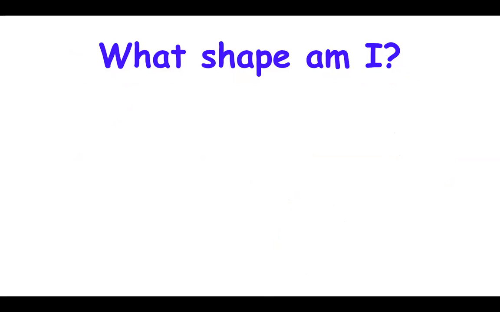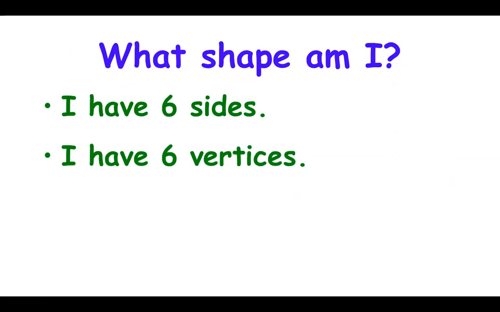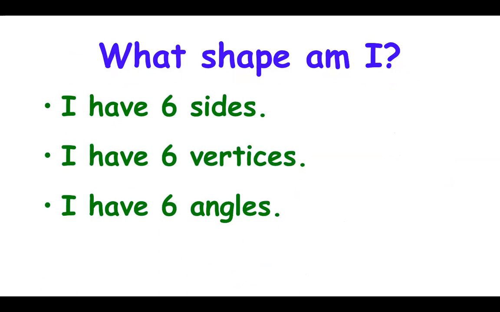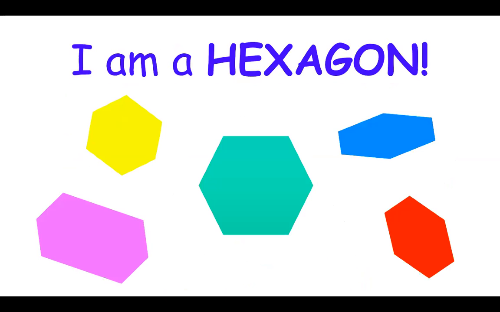What shape am I? I have 6 sides, I have 6 vertices, and I have 6 angles. I am a, think carefully, think about the word 6. It kind of sounds like the name of the shape, 6 and hexagon. I am a hexagon. All of these different shapes are hexagons because they have 6 sides, 6 vertexes, and 6 angles. So when you draw a hexagon, there's lots of different ways that it could look. So remember that for later when you make your shape monster.